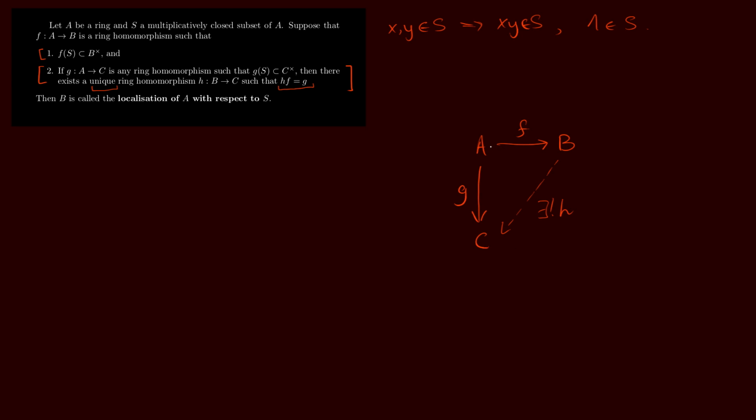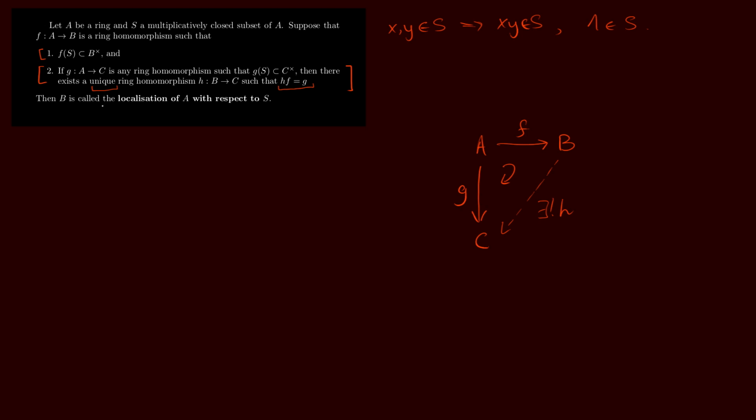So it's universal in the sense that any other ring homomorphism, we can write it uniquely by factoring it through F using this unique ring homomorphism H. And that means that this diagram will commute. Okay, so in this case, when we have this map F, this ring homomorphism, we call B the localization of A with respect to S.